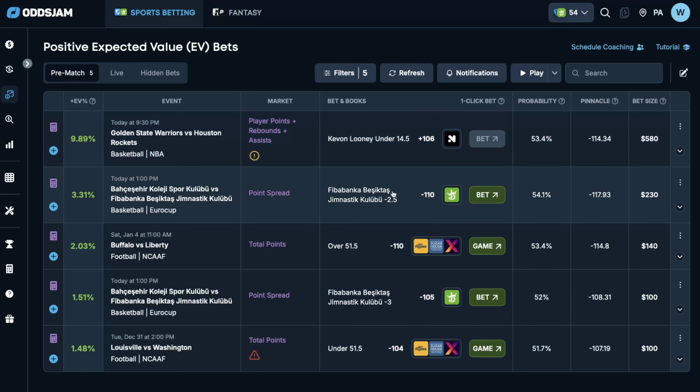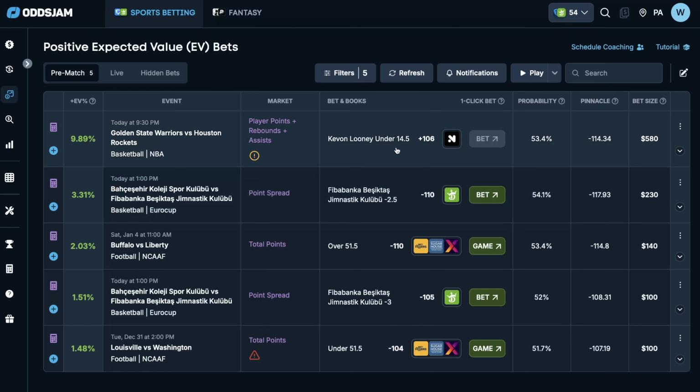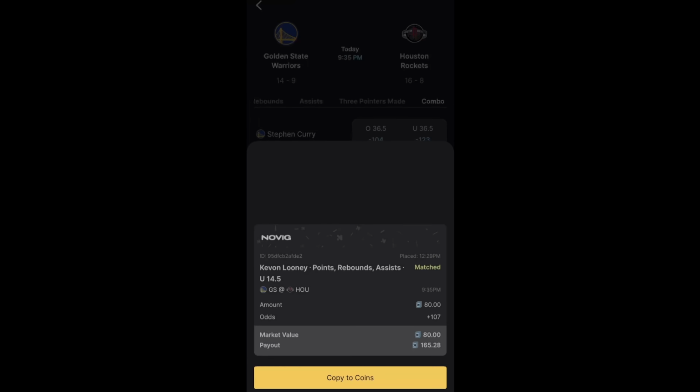So anything that lives in that minus 119 to plus 100 range gives us just over a 50% chance of winning our wager, as you can see all of these plays right here. And that's where we're going to want to make sure that we have some exposure, but we're not overly exposed. So we're looking here at Kevin Looney, under on his 14.5 points, rebounds, and assists in this Warriors Rockets game. Over at No Vig, we have $150 available for us to wager on. I'm going to go ahead and place an $80 wager right here.